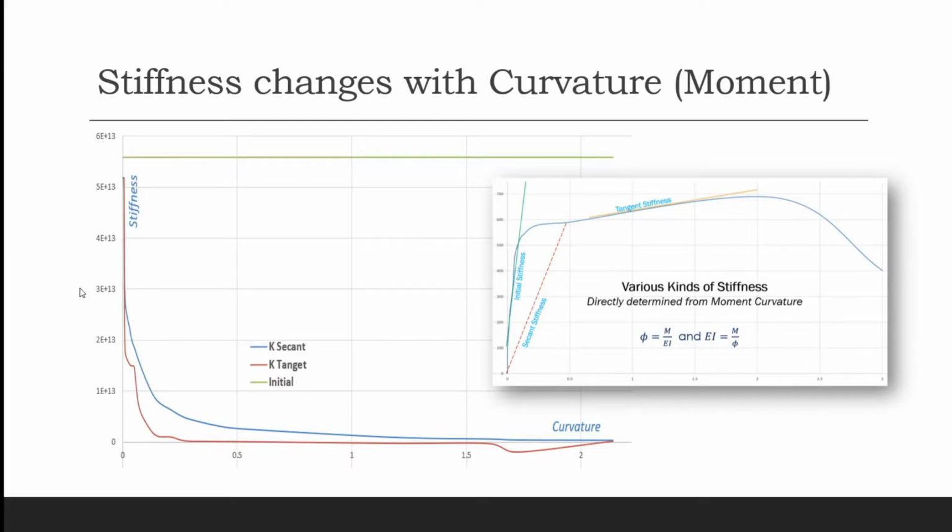So if you have a very little curvature, as here in the beginning, the stiffness will be very high and very close to the initial stiffness or the gross stiffness. But as the curvature increases, the stiffnesses will drop significantly, and can even become negative, especially the tangent stiffness when the slope of the curve is negative. So you can actually get negative stiffness, which is a concept that is difficult to visualize, but it's useful in computations.